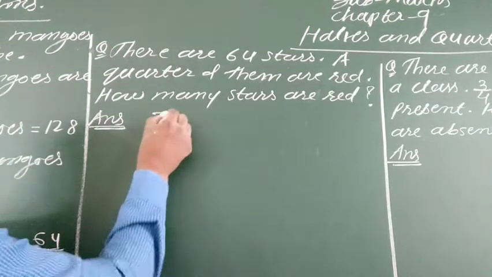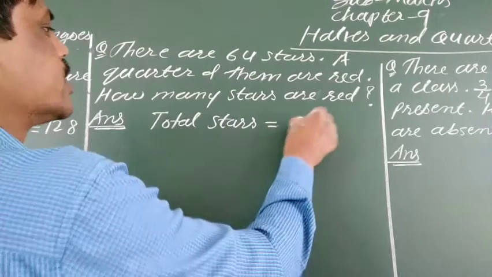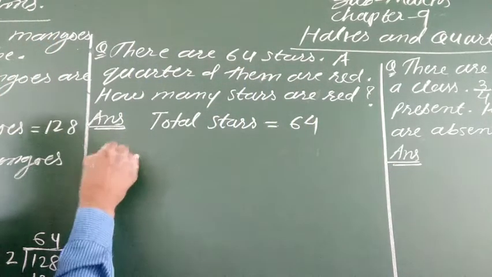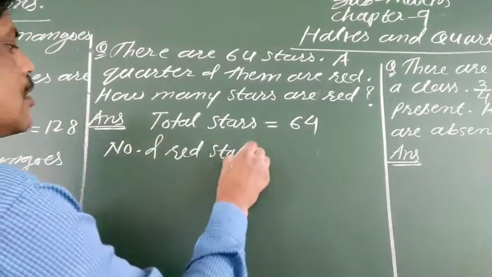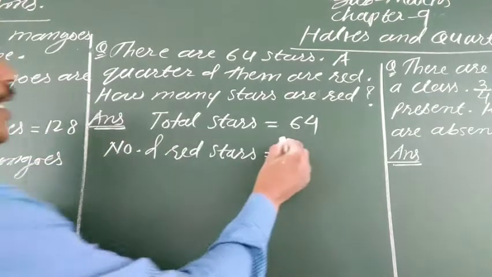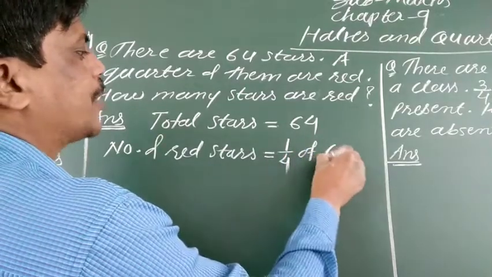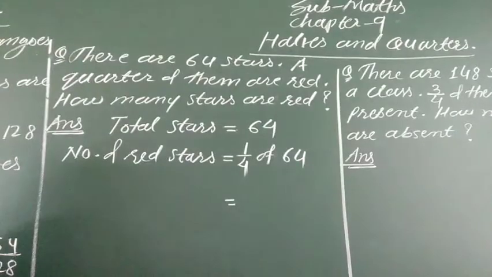So see, total star is equal to 64. Total star कितना है बेटा? 64. Then number of red star is equal to number of red star. कितना star red है बेटा यहाँ पर? See, it is quarter means 1 by 4. And 1 by 4 of this total, it is 1 by 4 of 64.